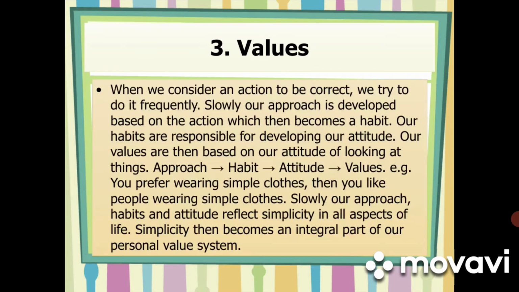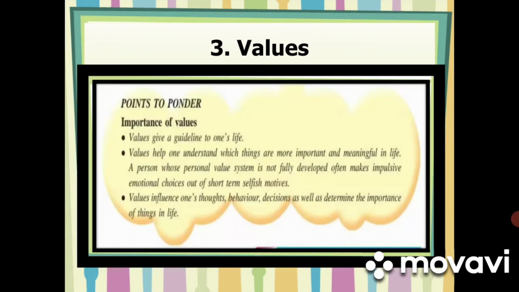When we consider an action to be correct, we try to do it frequently. Slowly, our approach is developed based on the action, which then becomes a habit. Our habits are responsible for developing our attitude. Our values are then based on our attitude of looking at things. Approach, habit, attitude, values. Example, you prefer wearing simple clothes, then you like people wearing simple clothes. Slowly, our approach, habits, and attitude reflect the value of simplicity in all aspects of life. Simplicity then becomes an integral part of our personal value system. Points to ponder.